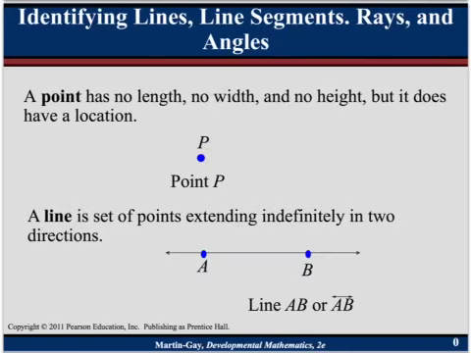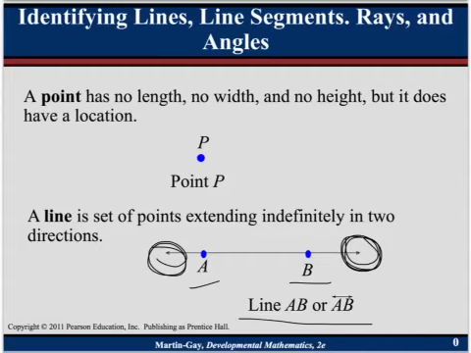A point, of course, is just one dot. There's no length or width or height. A line is a set of points extending indefinitely in two directions and is ongoing, which is denoted by these two arrows. And because this line has point A and point B, we name it line AB, or we have that same sign, the line above the A and the B.